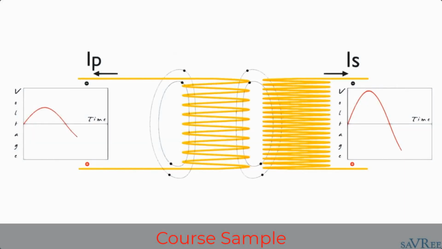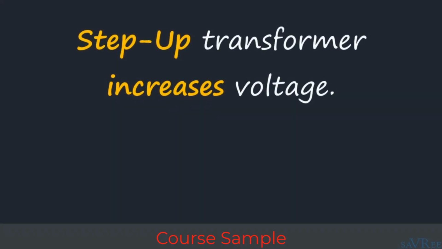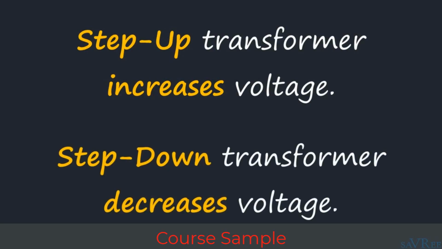With this setup, we've got something that they refer to as a step-up transformer. That is a transformer that increases voltage. The opposite of a step-up transformer is a step-down transformer because it decreases voltage.